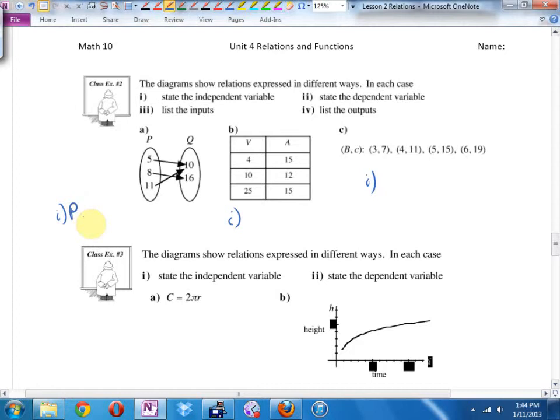What's the independent variable in this table of values? V. What's the independent variable in this particular ordered pair? I think capital B. Yes? What's the second thing it wants me to do? Q, A, little c.